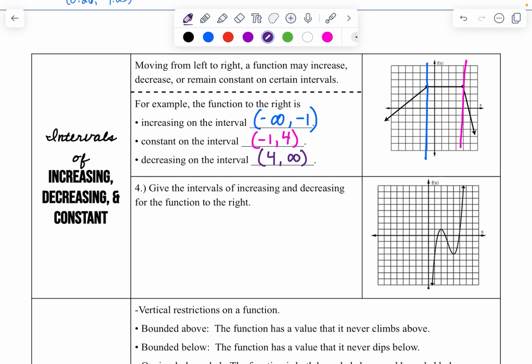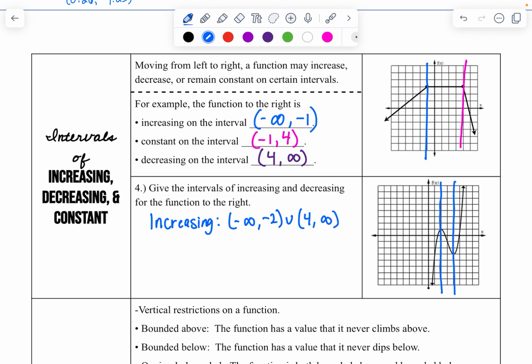We can give the intervals of increasing and decreasing for this next function as well. So again, increasing meaning it's going up from left to right. So it's going up from left to right from negative infinity to that value, x equals 2. But then it's also increasing once again from 4 to positive infinity. So we'll put a little union symbol and say 4 to infinity.